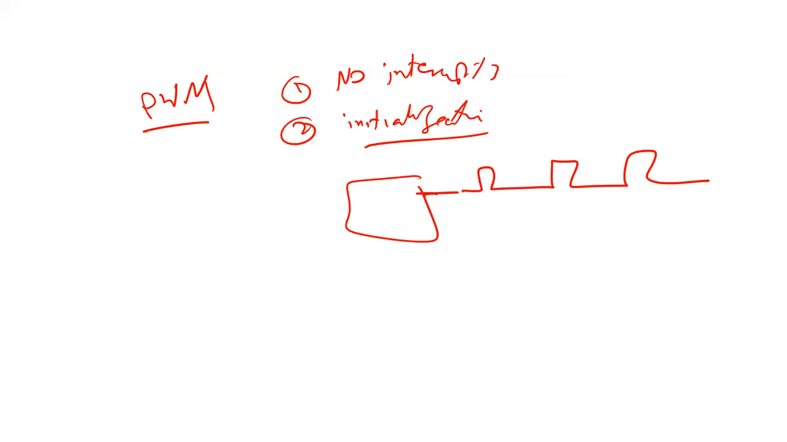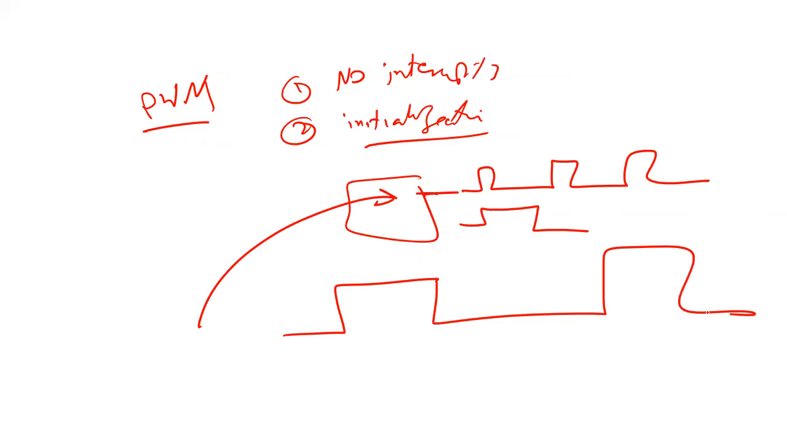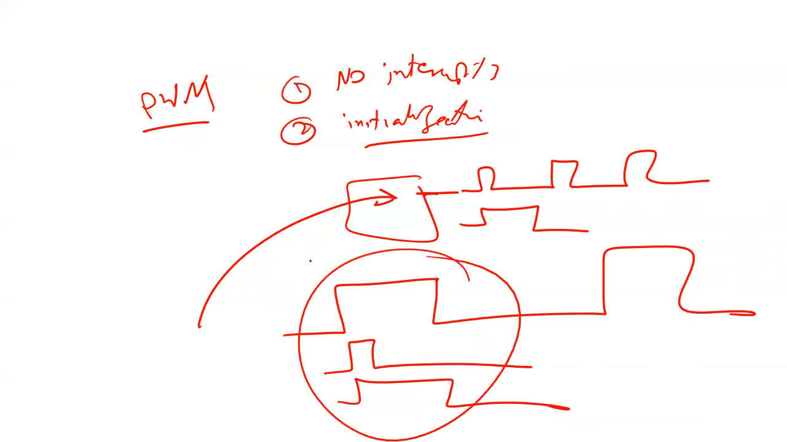However, if you want to change something, the CPU has to go and change the initialization. So if I want to change the frequency or the duty cycle, I have to go and change the initialization here and then leave it. Also, in many applications I need to generate a square wave, and in many applications I need to change the duty cycle.